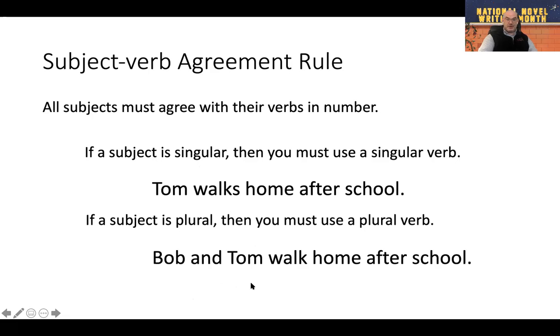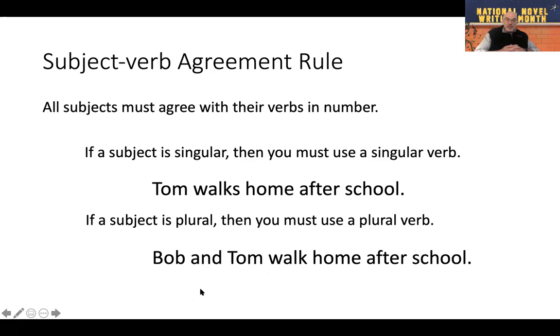So in this sentence, Bob and Tom walk home after school. The subject is Bob and Tom. Well, obviously, we've got two people here. Bob plus Tom means we have a plural subject, so we need a plural verb to go with it. And our verb here, walk, has no S on it. So that is the correct plural form of the verb to go with Bob and Tom.